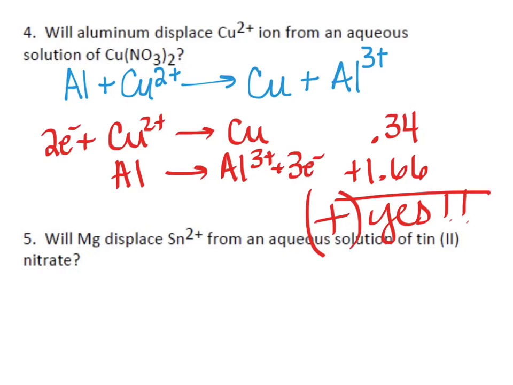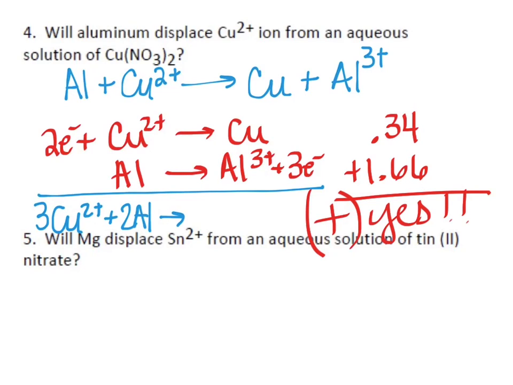Because it's thermodynamically favored. If it would have been a negative, then it wouldn't have been thermodynamically favored. So then the last step, you've got to balance the equation. So we're going to have 3Cu2+ plus 2Al gives me 3Cu plus 2Al3+.